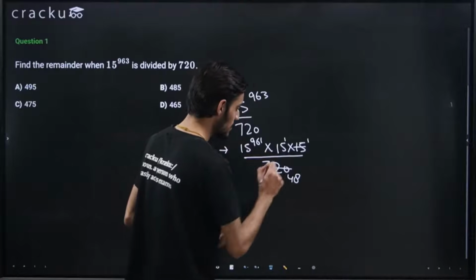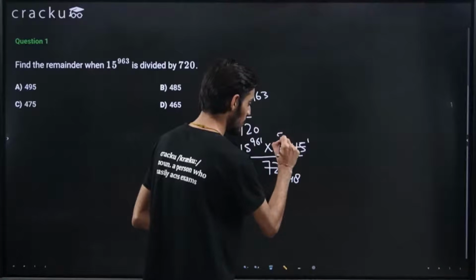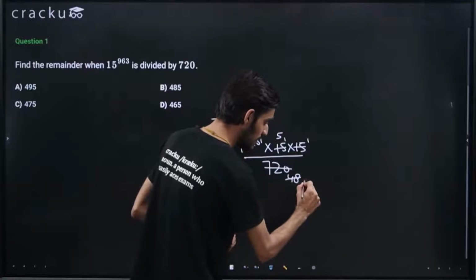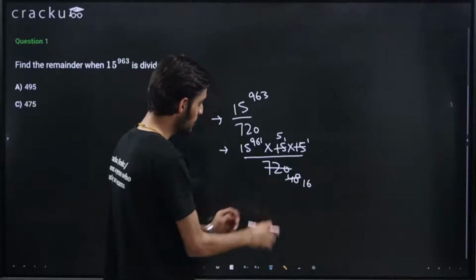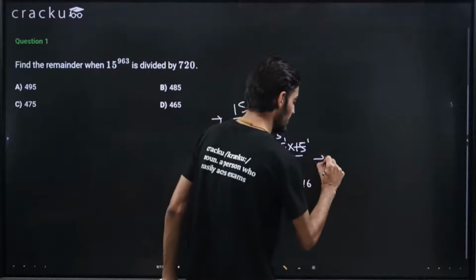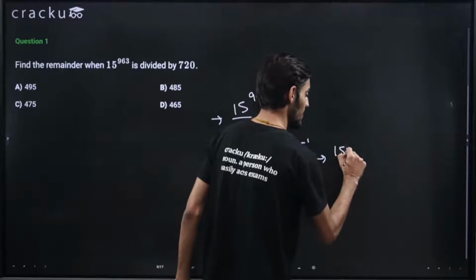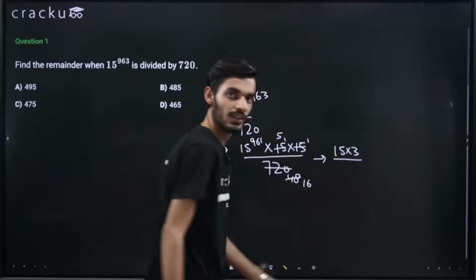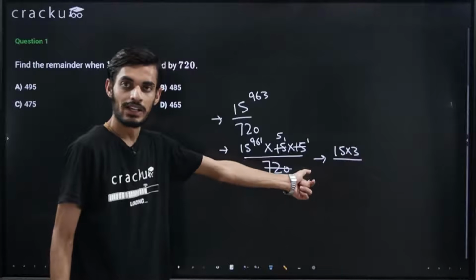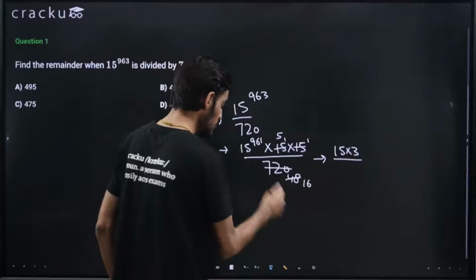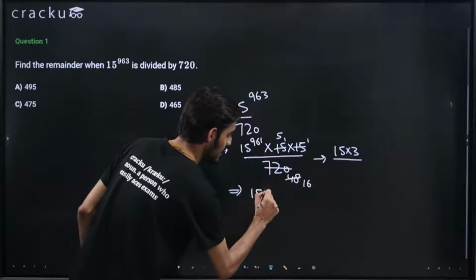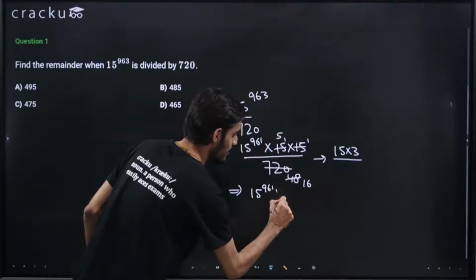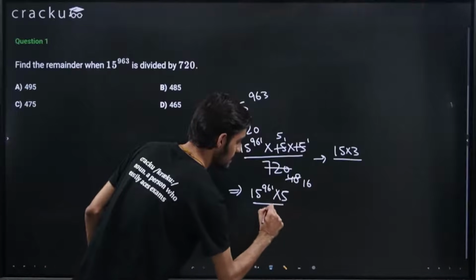Okay, I think I can cancel 3 more. 3 into 5 here, 3 into 16. Nothing else will cancel out. So I have cancelled out 15 and 3, so I will have to multiply this also. So now what I am left with is 15 raised to the power 961 multiplied by 5 divided by 16.